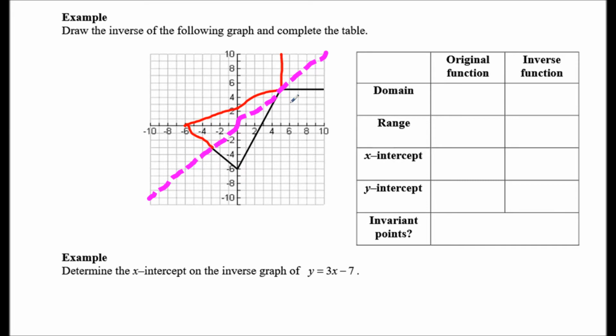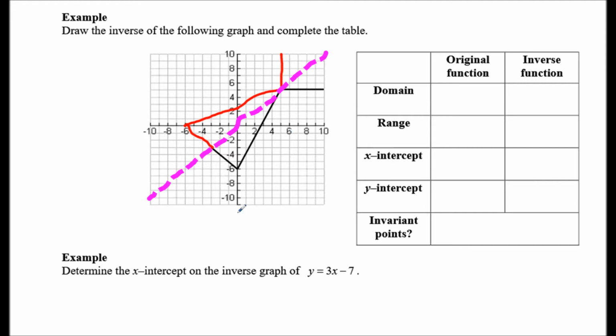Notice how black, oops, sorry, I didn't mean to put that point there. Notice how black flipped over purple and became red. So when you do an inverse of a graph, you could always draw y is equal to x, my so-called purple line there, and then swap your y's and your x's. All right? Now, let's have some fun.